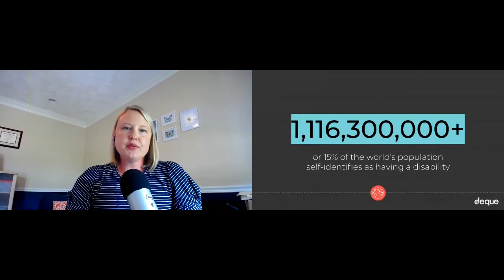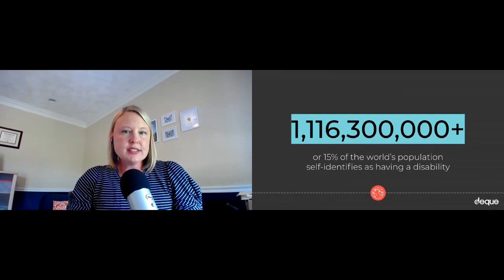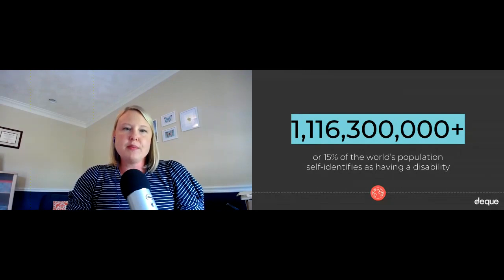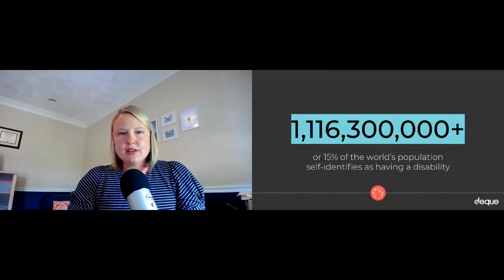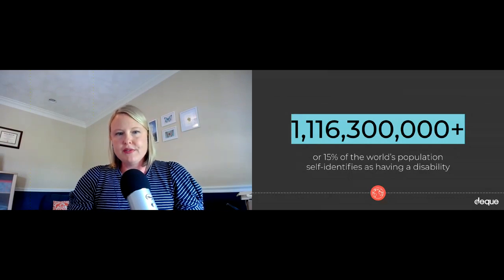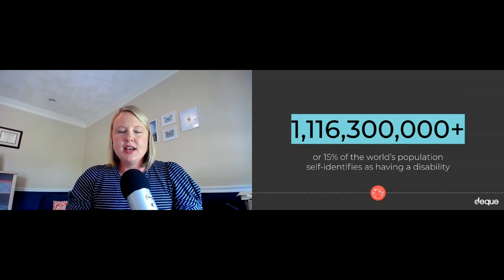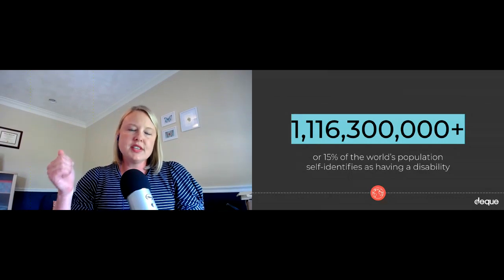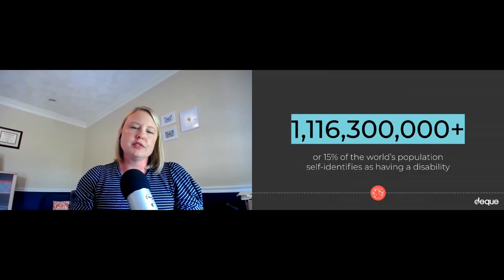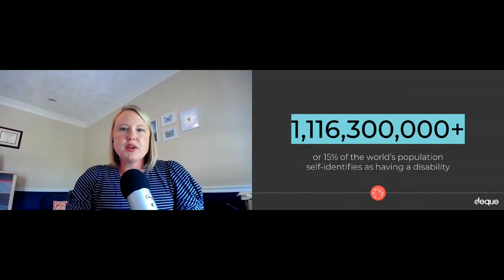According to the World Health Organization, we estimate about 1 billion, or 15% of the world's population, self-identify as having a disability. And of course, that original number is a little bit deceiving, because if you consider people who don't identify as having a disability, but who could benefit from accessible websites and apps, that number jumps way up higher. For example, people who are temporarily disabled, like a broken wrist, or situationally disabled, like glare on a device screen. I think we've all been there, at least.